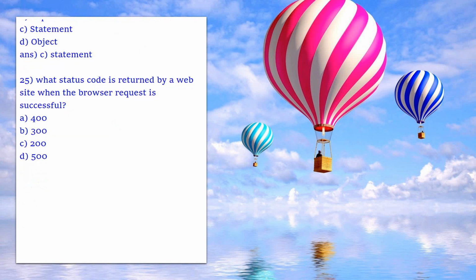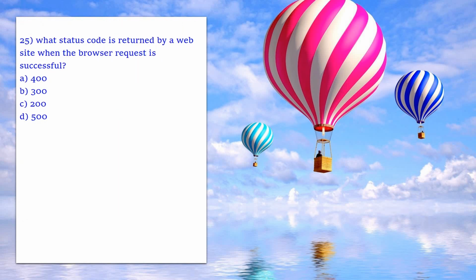Then the last question, the 25th question: what status code is returned by a website when the browser request is successful? Option A is 400, option B is 300, option C is 200 and option D is 500. There is no 500 or 300, so you can say 400. Like a page not found error, you will get 400 as the status code, and the remaining is 200.